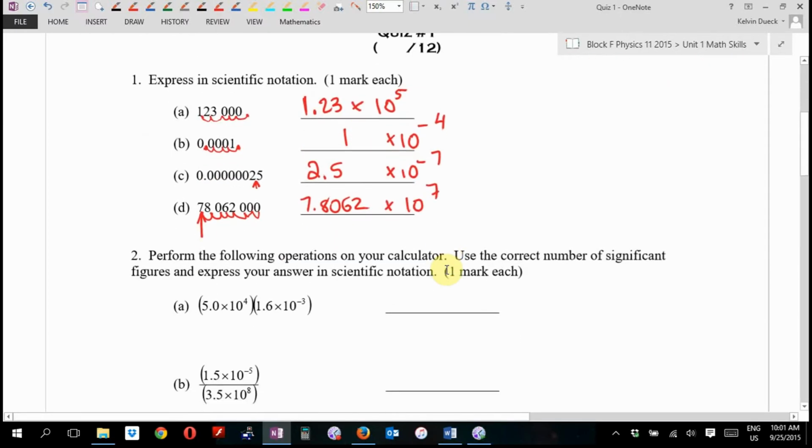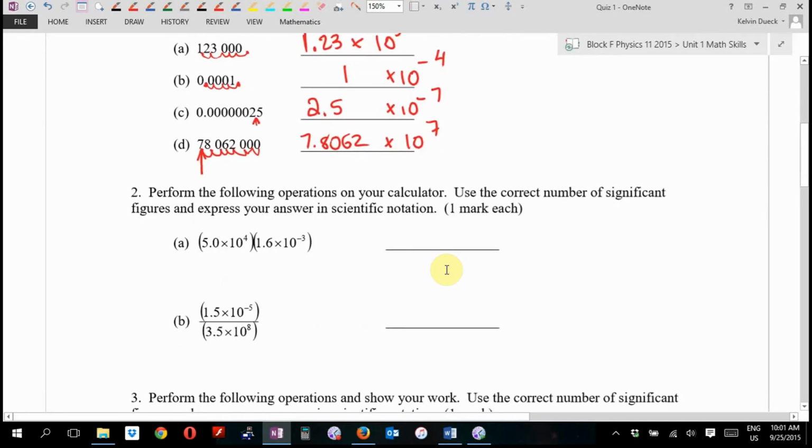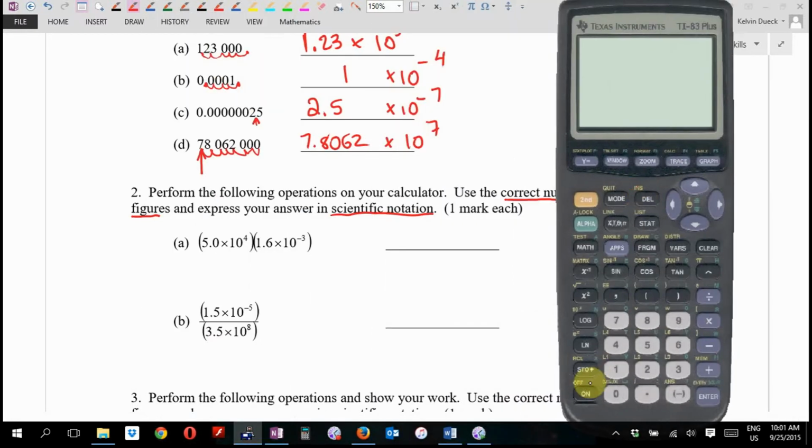Number 2, perform the following operations on your calculator. Use the correct number of sig figs and express your answer in scientific notation. I read the instructions. Gotcha. So I'll go to my calculator. Opening, opening, opening. Come on. There we are. 5, scientific notation button, 4.